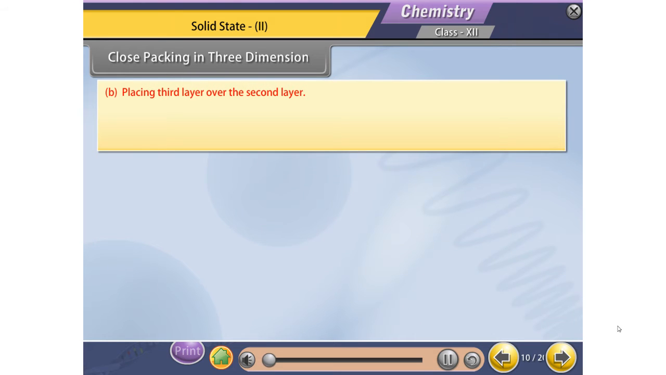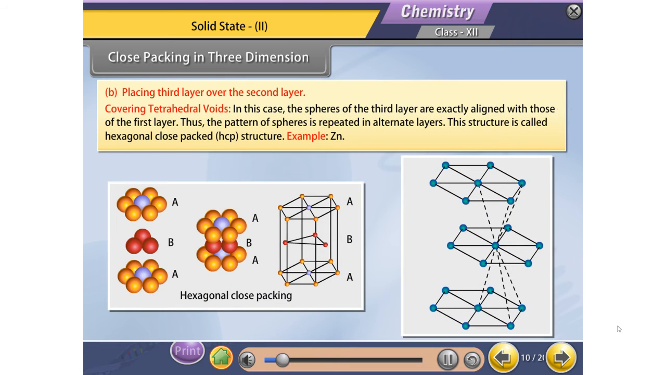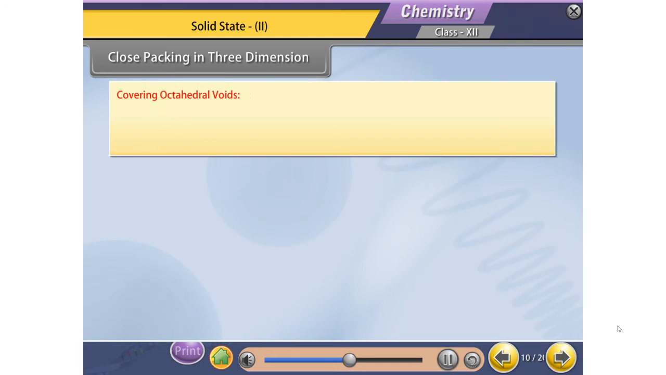Placing the third layer over the second layer. 1. Covering tetrahedral voids. In this case, the spheres of the third layer are exactly aligned with those of the first layer. Thus, the pattern of spheres is repeated in alternate layers. This structure is called a hexagonal close-packed, HCP, structure. Example, zinc.